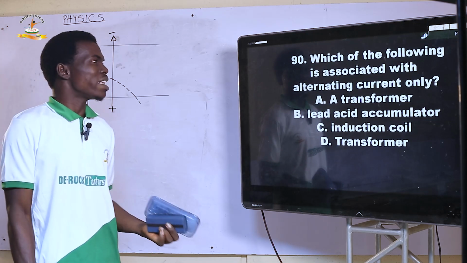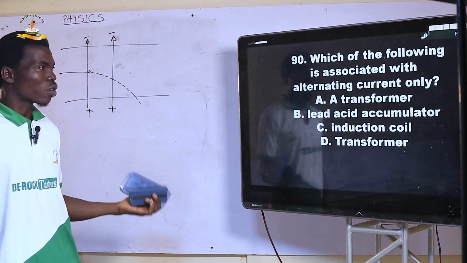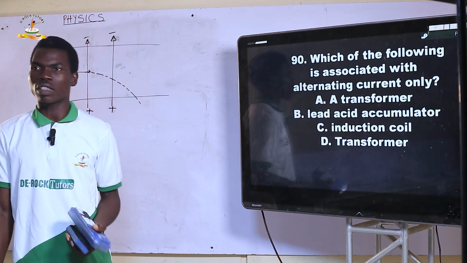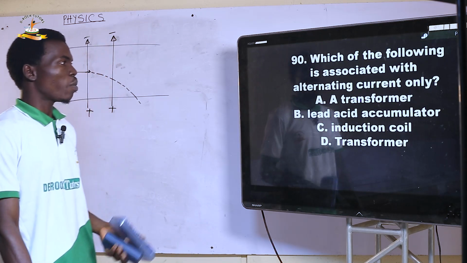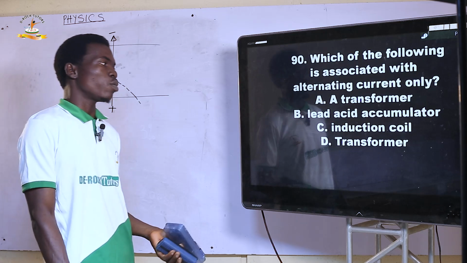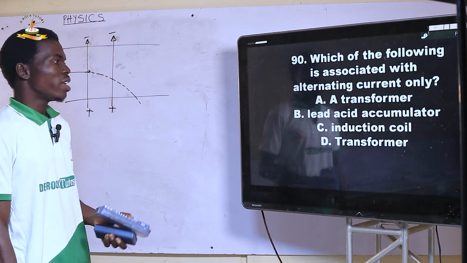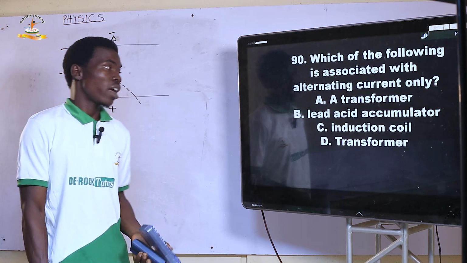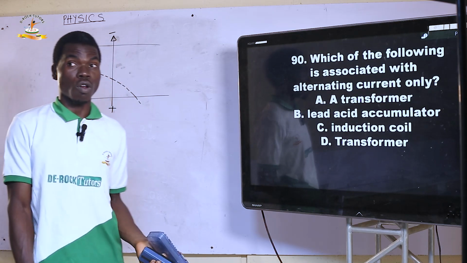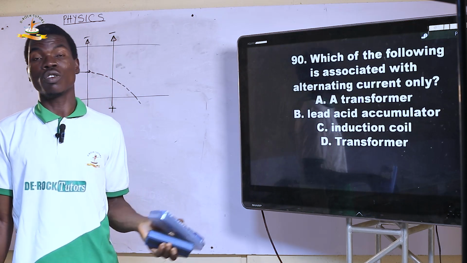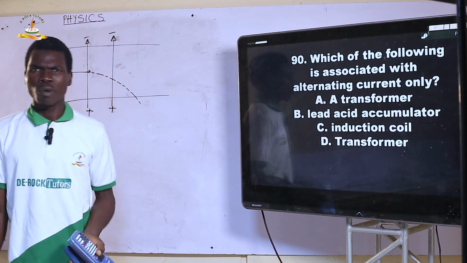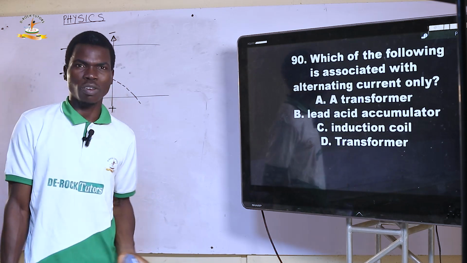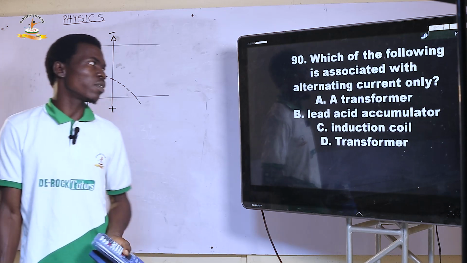Which of the following is associated with alternating current only? A. Transformer. B. Lead acid accumulator. C. Induction coil. D. Transformer. Oh, we have two transformers there, and maybe the examiner wants us to be sure if we're actually going to choose transformer. However, we'll do justice by looking at all the options and analyzing their relationship with either AC or DC. Let's take a look at the transformer.